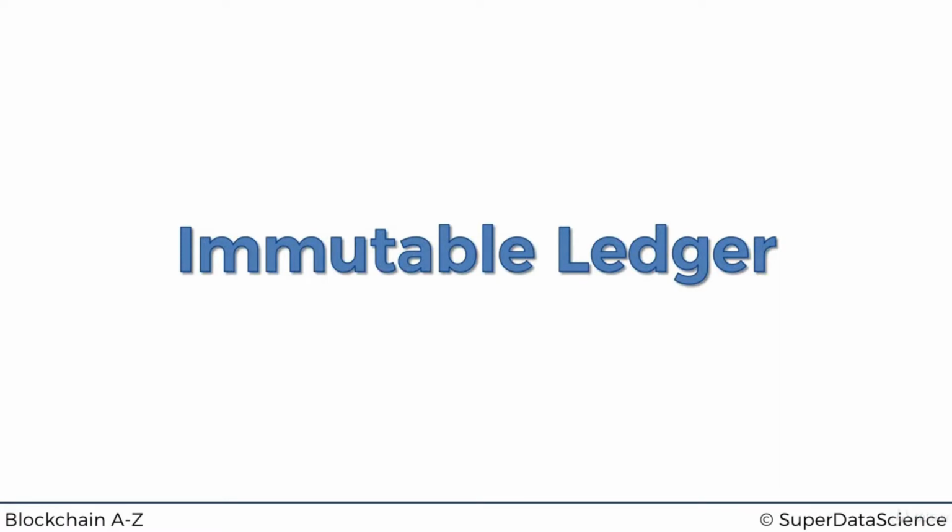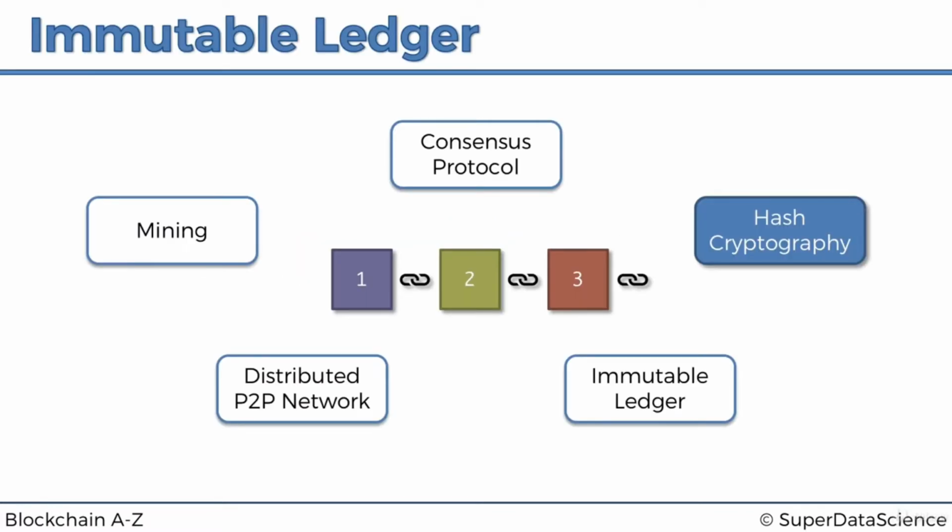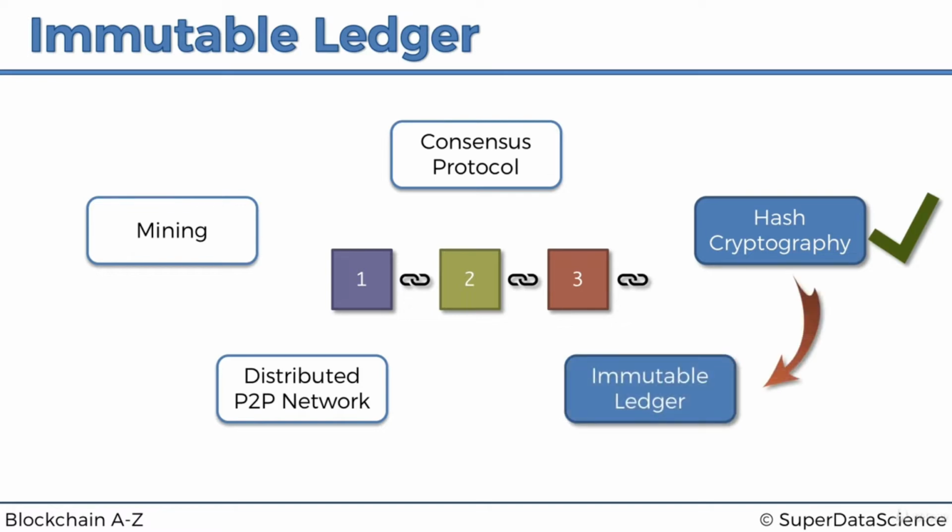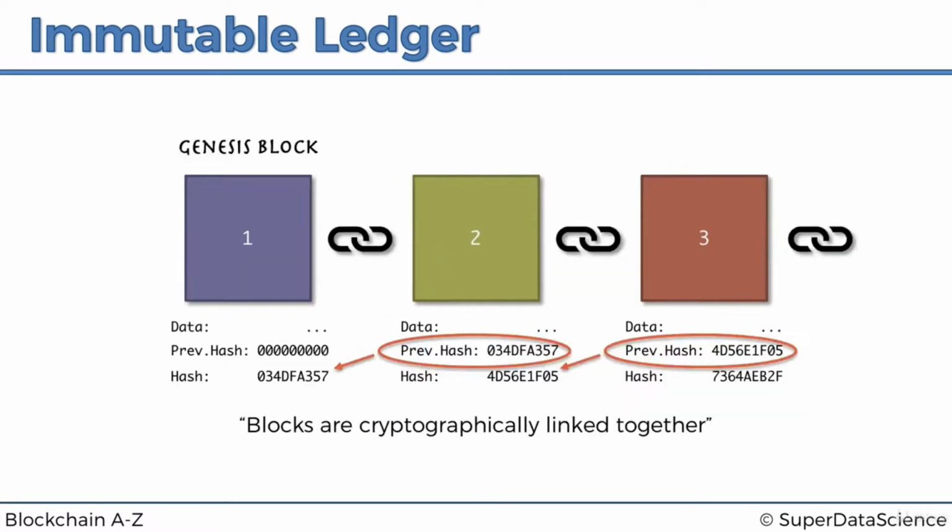We're going to be talking about the immutable ledger property of blockchains. Alright, so here's our map, and previously we spoke about hash cryptography, and so we can check that off. And today moving on to the immutable ledger. So what is the immutable ledger? Well, to start off, let's have a look at where we left off last time. This is where we left off.